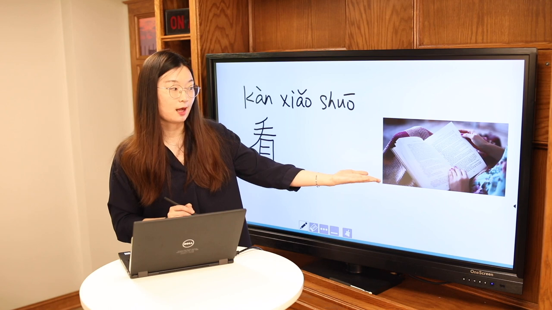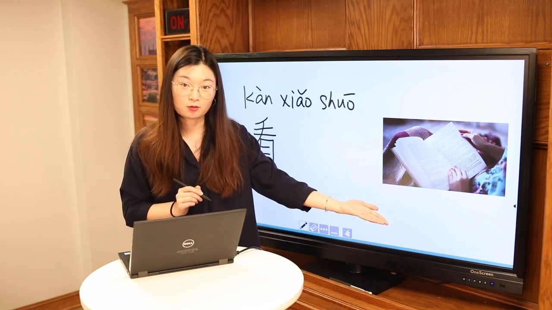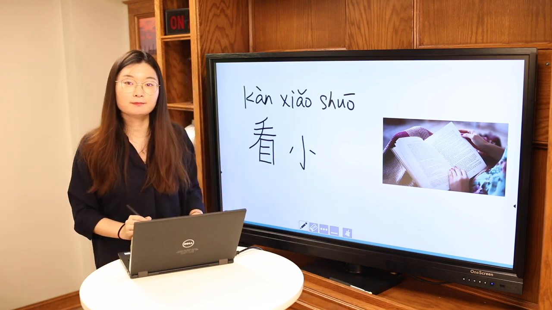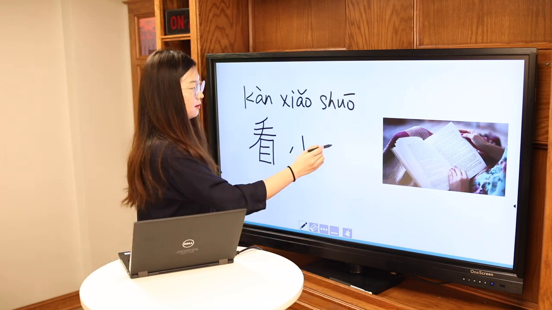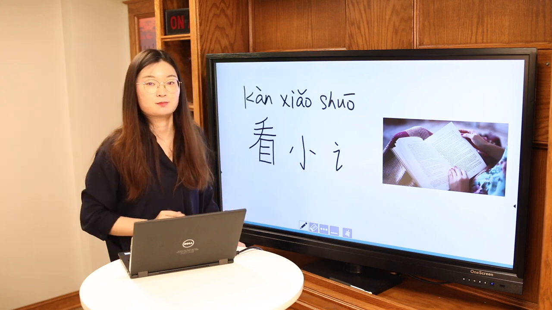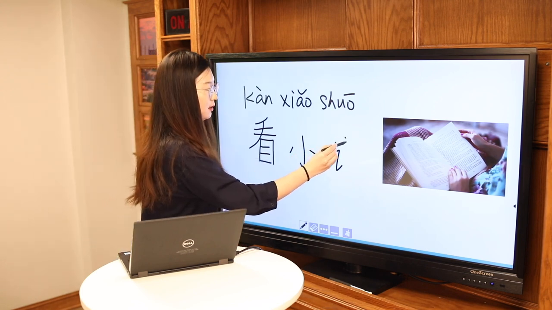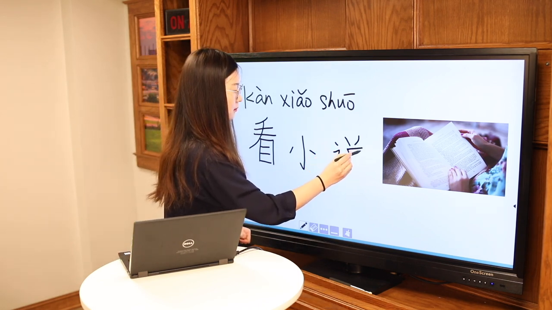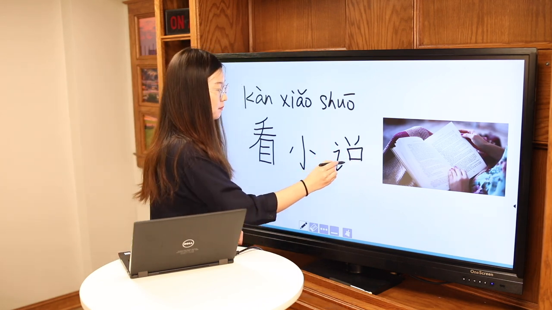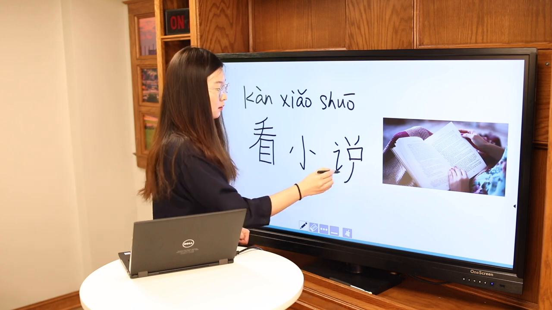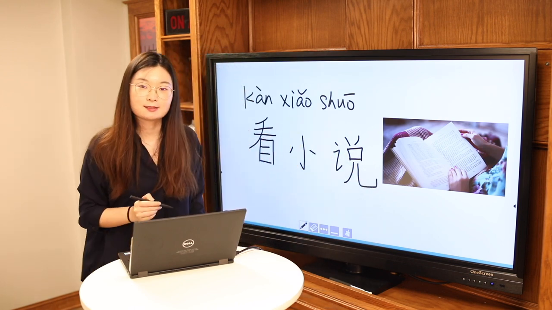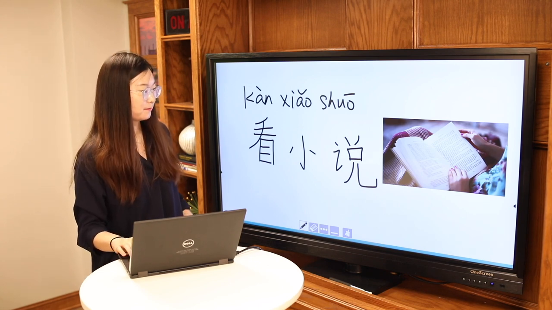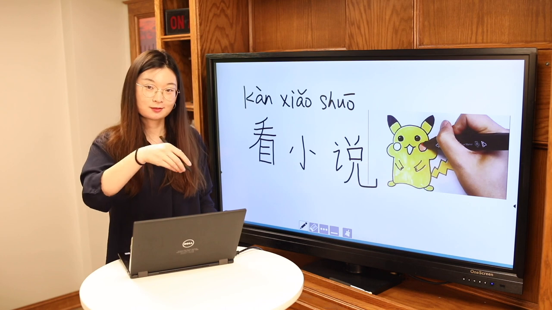Here you watch or look at the novels, that's read the novels. Xiao. Character for xiao. You write the radical for speech, for speaking. Then dian, dian, the mouth radical. Then pie, shu wan go. Kan xiao shuo, read novels. Next one, we have hua hua.